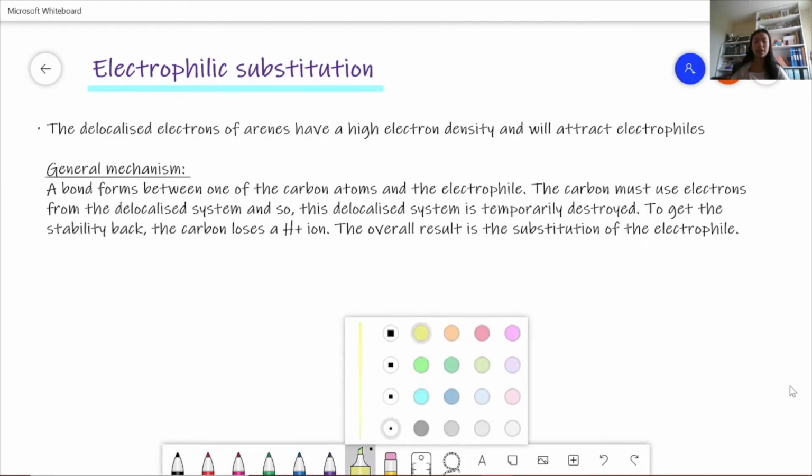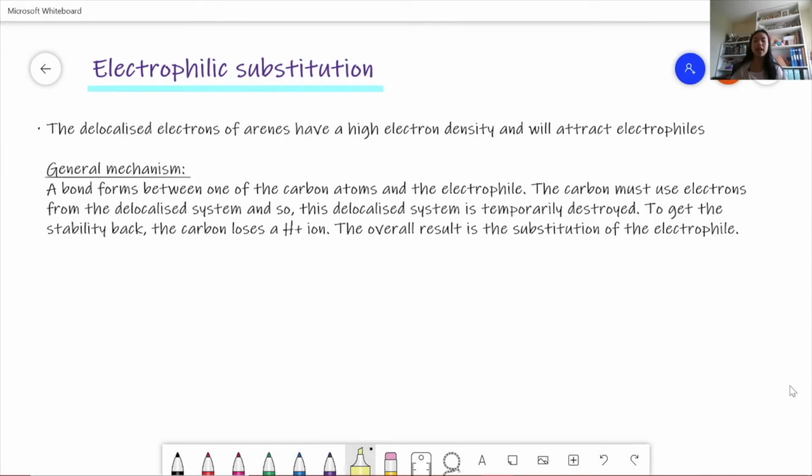In order to get the stability back, the carbon loses a H+ ion, and the overall result is the substitution of the electrophile. So we substitute a hydrogen for the electrophile. So key things to note are that the delocalized system gets temporarily destroyed, and the carbon loses a H+ ion, and that's what's substituted out. So if we're going to look at a general mechanism of this, for example, I'm going to use benzene.